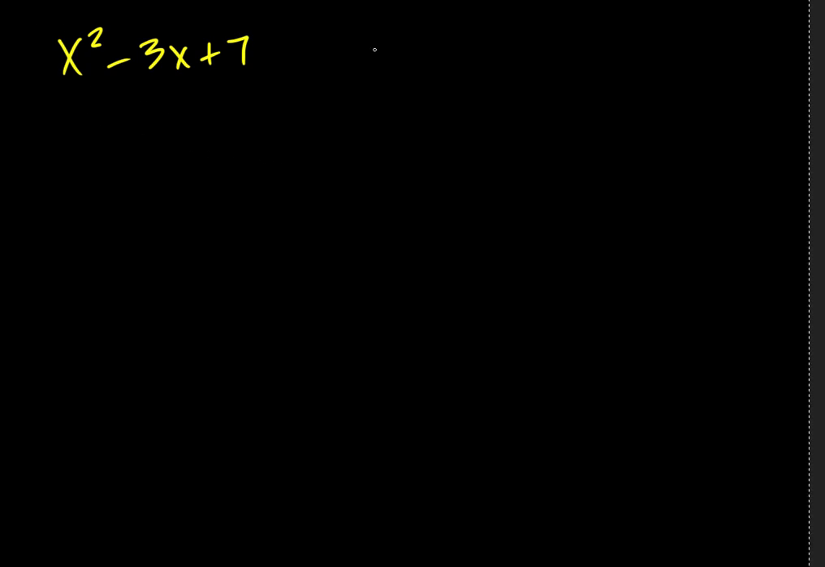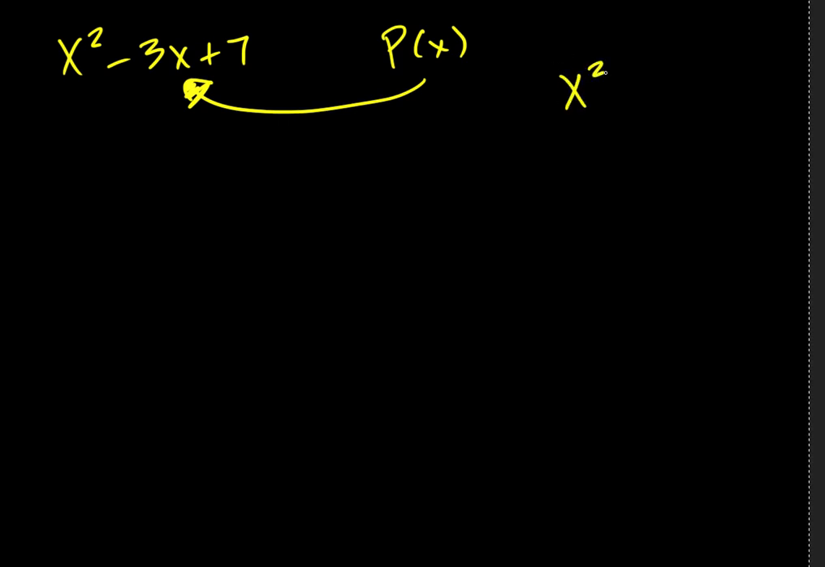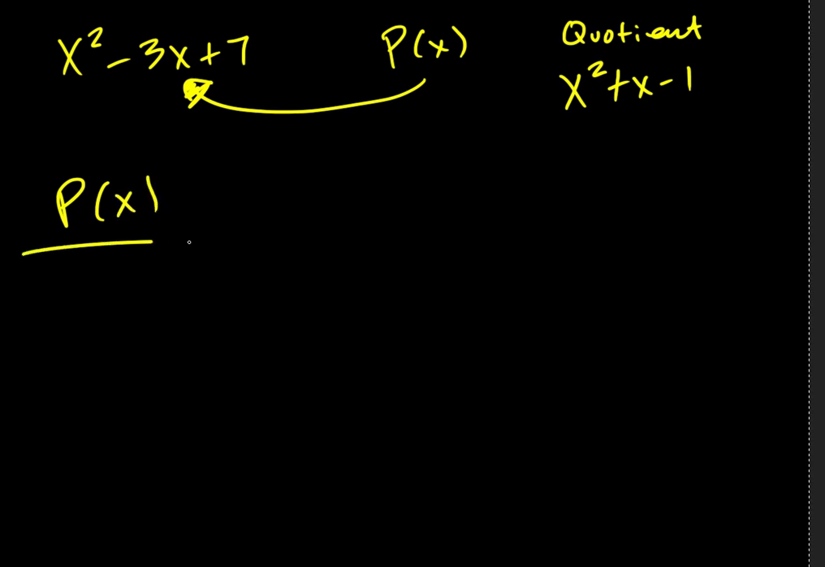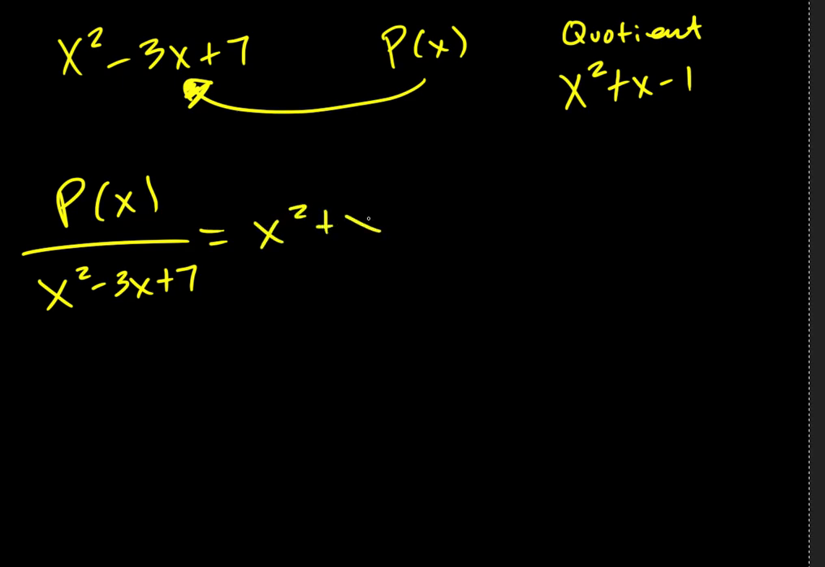Okay, so sorry. We have some polynomial, and then it's divided by this. And then the answer, the quotient, is x squared plus x minus 1. So if I set that up a little bit more clearly, p of x over x squared minus 3x plus 7 is equal to x squared plus x minus 1. Okay, and the remainder is unknown, so plus r of x.